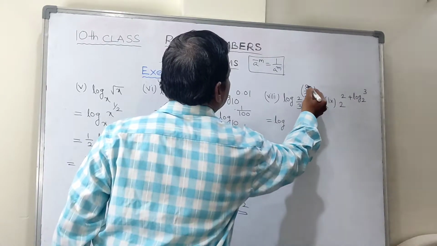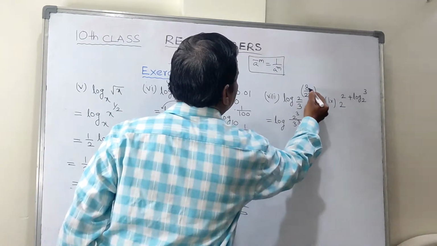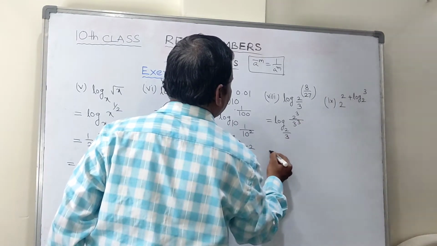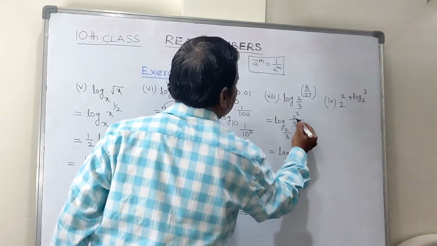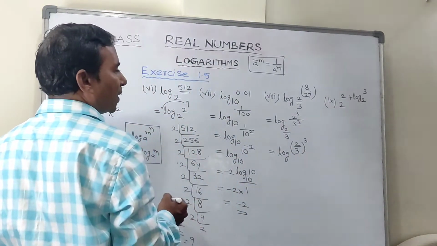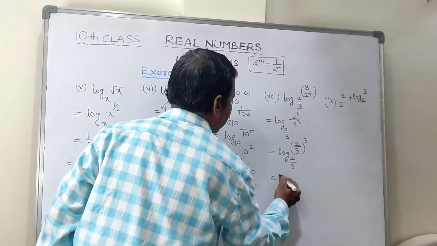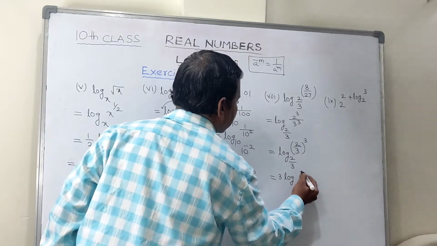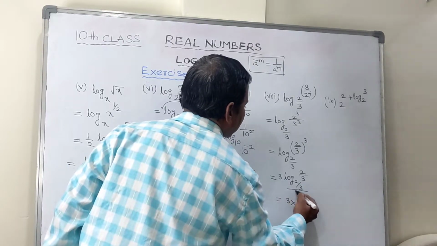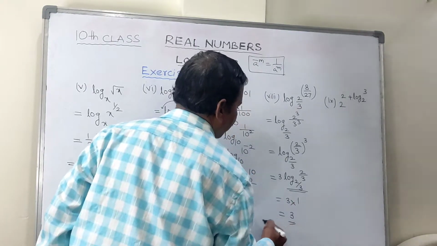log 8 by 27, 8 by 27 we can write 2 cube by 3 cube. 8 we can write 2 cube, 27 we can write 3 cube, and the base 2 by 3. Next step, this we can write 2 by 3 whole cube. The exponent we have taken common, the base is given 2 by 3. Now 3 comes first, 3 log 2 by 3 to the base 2 by 3, 3 into value and the base same, the value is 1. So 3 into 1 is equal to 3.